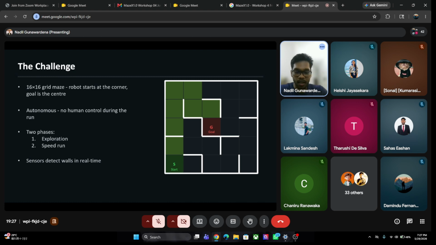And for mapping the environment, there are sensors used. I think you have learned in the previous workshops about those sensors. We use IR sensors or TOF sensors to identify walls in this maze. Those sensors detect walls and map the environment in real time. Moving on.